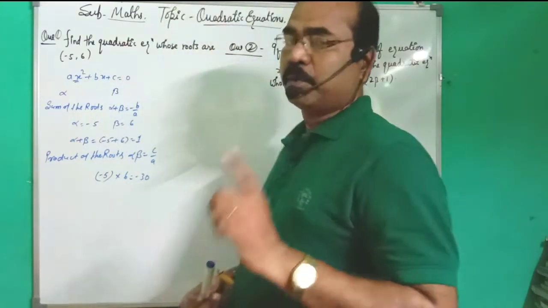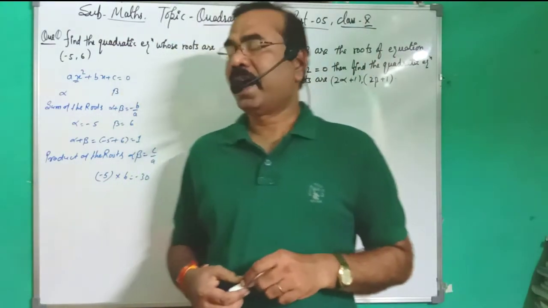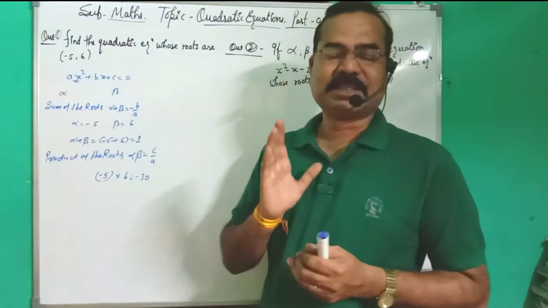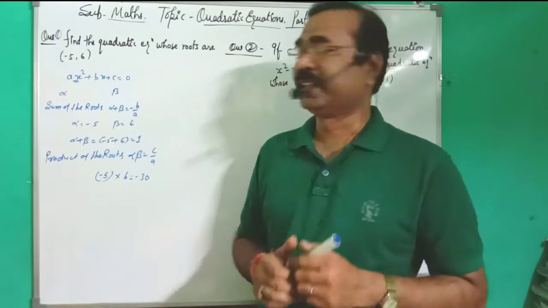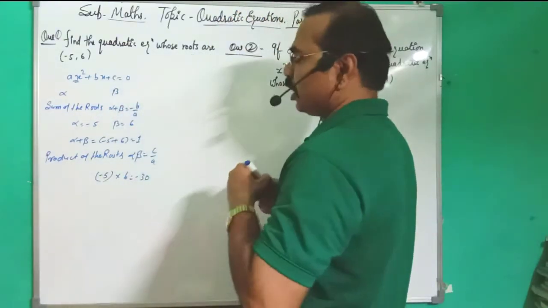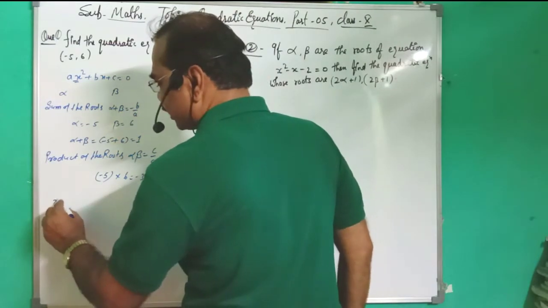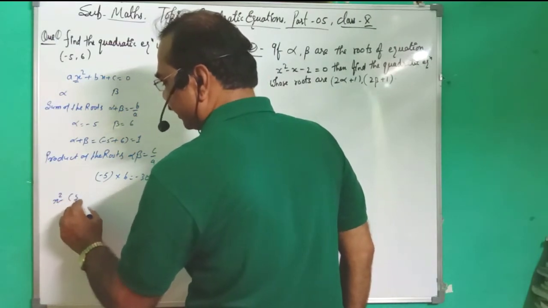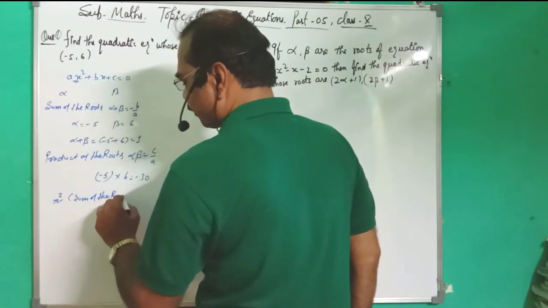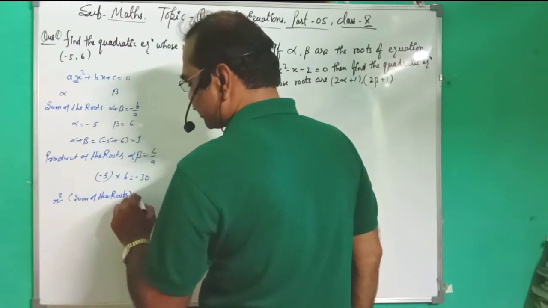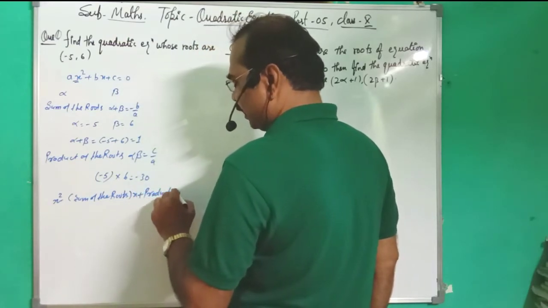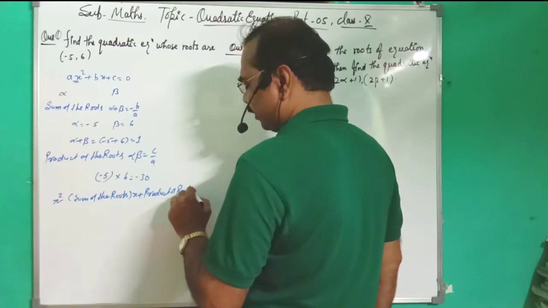Okay students, one more thing. Sir, why can we find the sum of the roots and the product of the roots? Yes students, that is a good question you are thinking of. Because we can find a quadratic equation, its formula is x square minus the sum of the roots x plus the product of the roots. That is our formula by which we can find the equation from the roots.